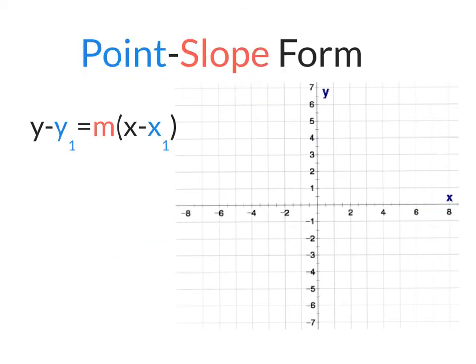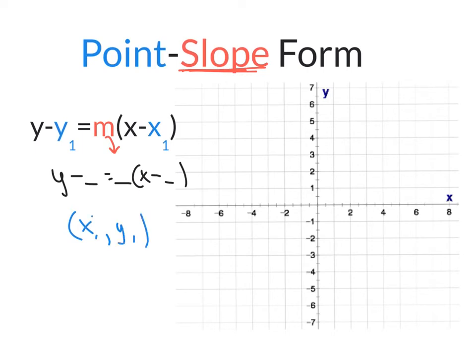Now, point-slope form may look a little tricky, but it's actually pretty straightforward. And the way I usually like to think of point-slope form, you can see the formula here, y minus y sub 1 equals m times x minus x sub 1, I almost like to think of it as blanks. So y minus blank equals blank times x minus blank. Now m, just like before, is still the slope. But if we have another point, say x1, y1, our x value of our coordinate point would be placed in that blank, the y value in this blank.